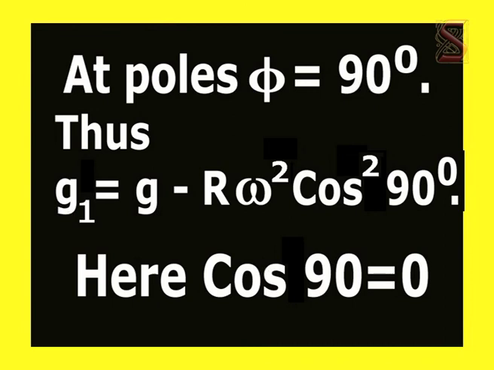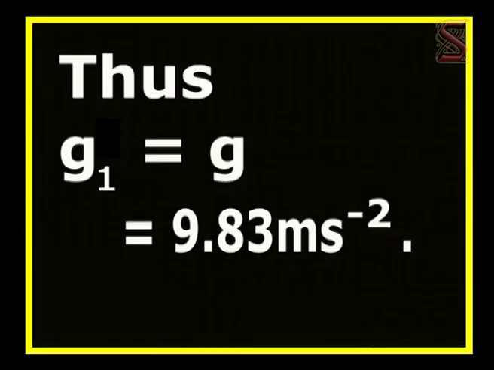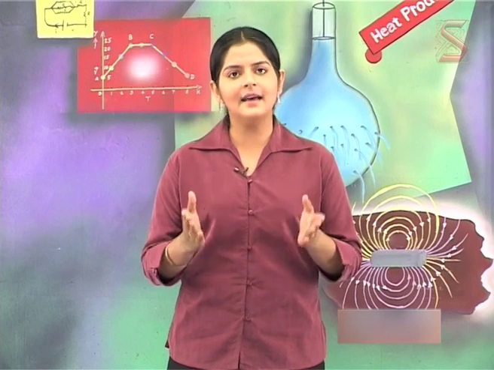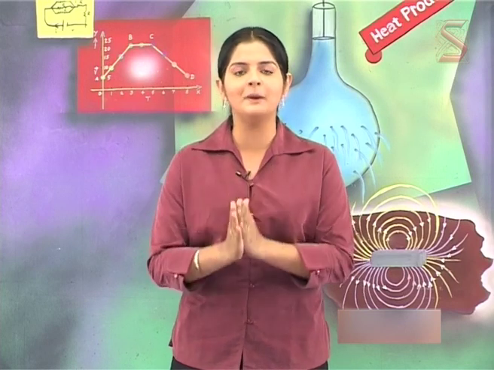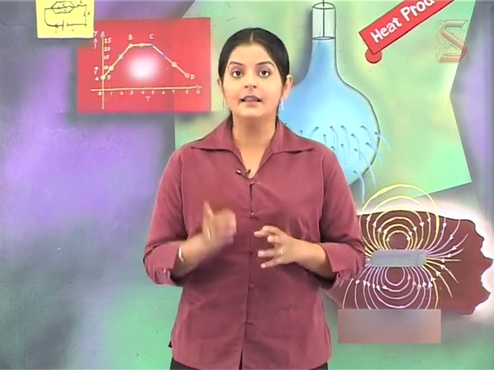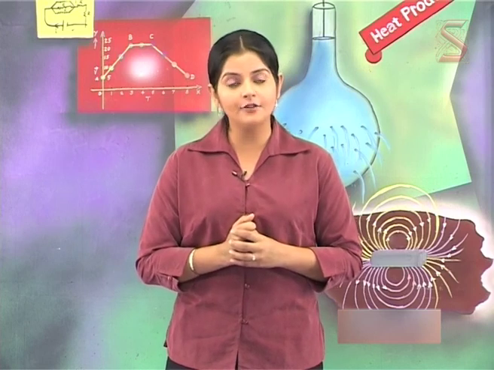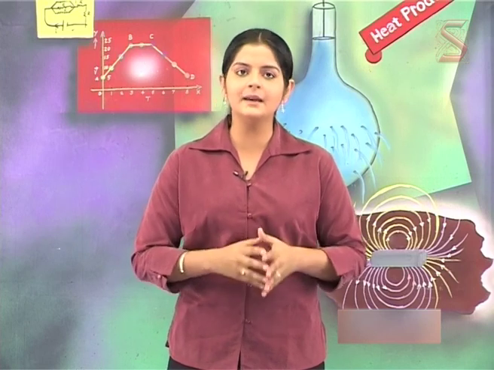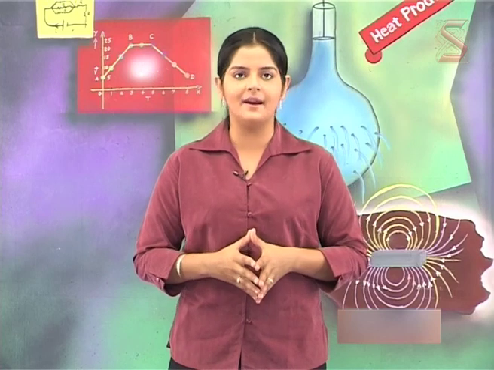At poles, phi equals 90 degrees. Thus, g1 equals g minus r omega square cos square of 90 degrees. Here cos 90 is equal to 0. Thus, g1 equals g, that equals 9.83 meters per second square. That is, g changes from place to place on the surface of the earth. Thus, we consider the average value of g as 9.8 meters per second square.